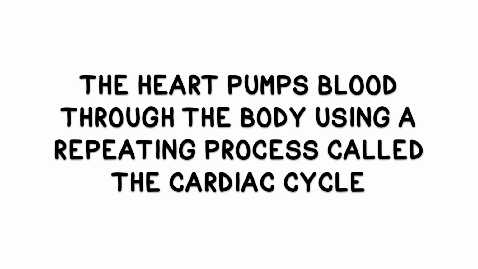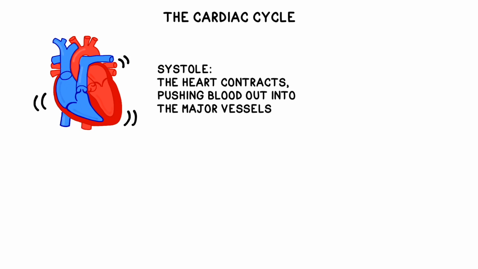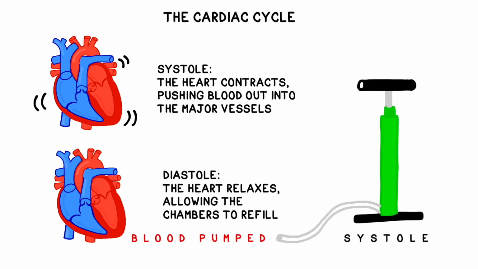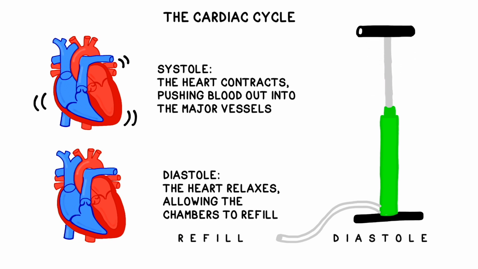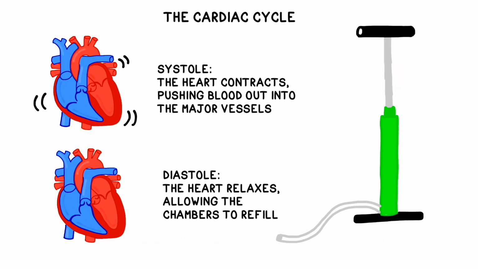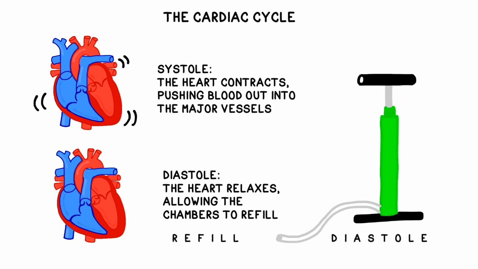The heart pumps blood through the body in a repeating process called the cardiac cycle. During the cardiac cycle, the chambers of the heart rhythmically contract in what's called systole and relax in what's called diastole. During systole, the heart pushes blood out through its major blood vessels, and then the relaxation of diastole allows the chambers to refill. This is much like an ordinary pump that you might use to inflate a bicycle tire.